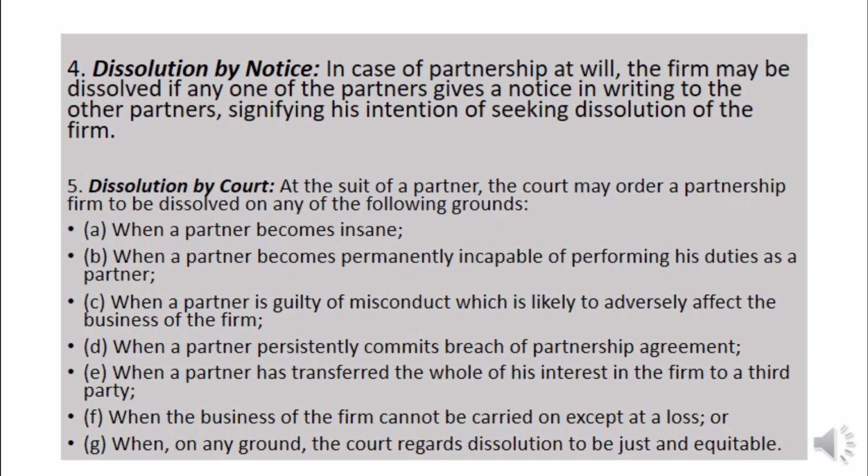The next kind of dissolution may be dissolution by court. At the suit of a partner, the court may order a partnership firm to be dissolved on any of the following grounds. This question is very important from the exam point of view. When a partner becomes insane, when a partner becomes permanently incapable of performing his duties as a partner, when a partner is guilty of misconduct which is going to affect the business, when a partner commits breach of the partnership agreement, when a partner transfers the whole of his interest in the firm to a third party, when the partner carries on the business at a loss, or when any illegal activities are done by the partner, the court may order the firm to be dissolved immediately.